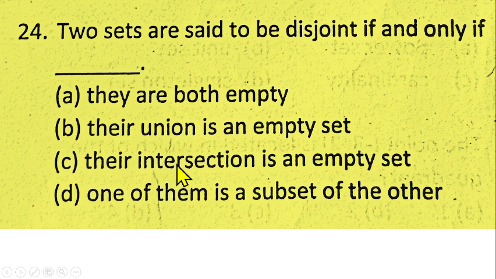Question number 24 is from sets. Two sets are said to be disjoint if and only if dash, if and only if the intersection is an empty set. They don't have anything in common, so that's when they are disjoint, which is option C.